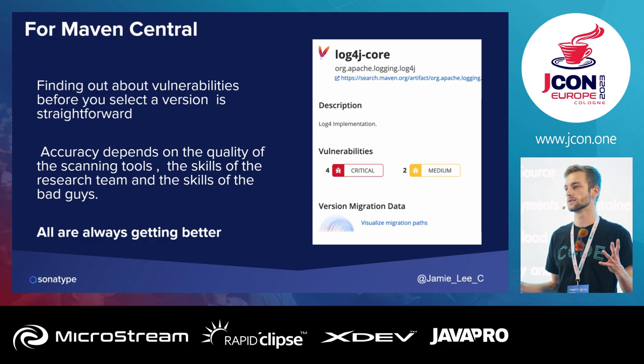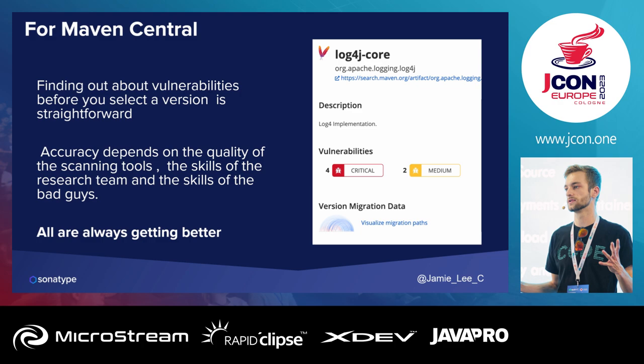Now, Sonatype do offer products that can help with this. Firewall, for example, is an amazing product. It sits between your personal or your organization's repository and an external repository like Maven Central. What it does is scan every dependency you pull down. We have a massive database of dependencies we trust, and a massive database of what vulnerabilities are included in each dependency.